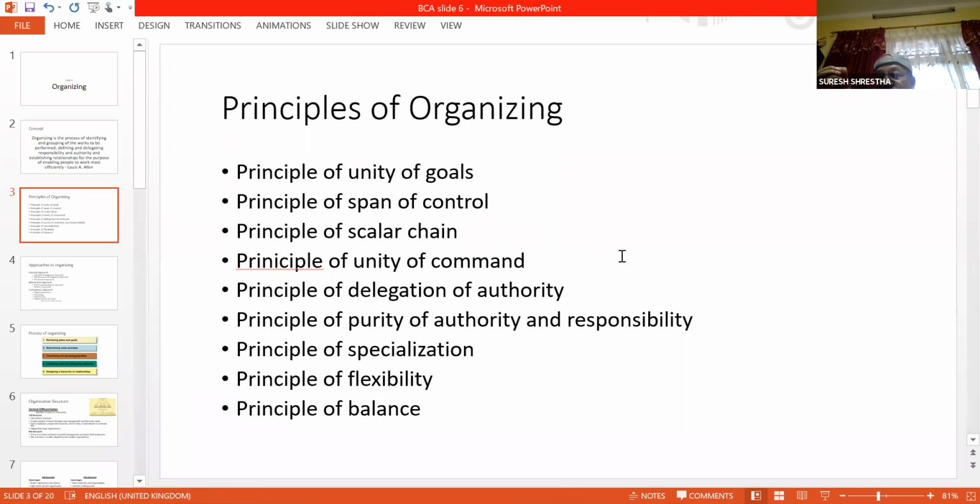Principle of specialization is to group the work into specialized work groups. Whenever you are organizing, divide the organizational activities into specialized groups. For example, marketing is one special kind of work that the organization has to do. Production is another specialized work. Then there is another specialized work, finance. So group them into specialized work. What is the advantage of specializing the work?